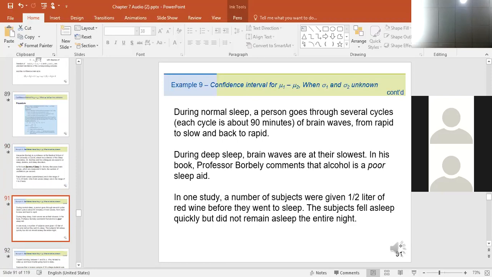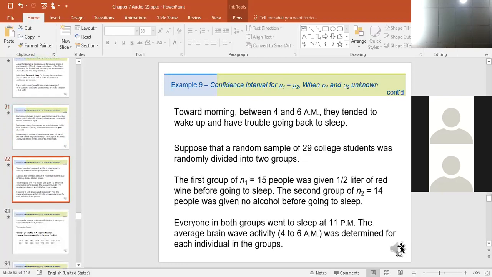So he wants to test if alcohol actually helps people to sleep. He gives half a liter of alcohol before sleep to a group of subjects, and the other group doesn't take alcohol. Now we are going to compare the waves. Towards morning, between 4 and 6 a.m., the people who took alcohol tended to wake up and have trouble going back to sleep.